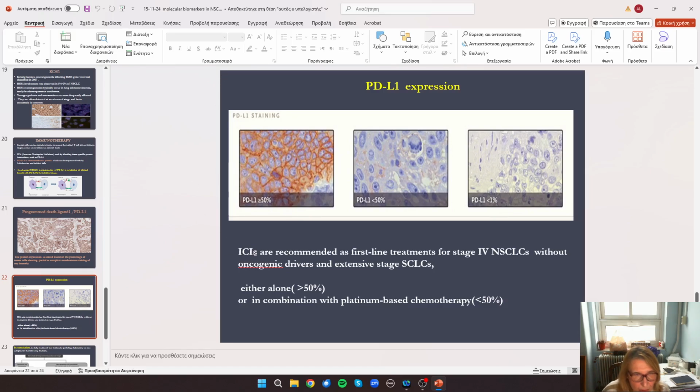Immune checkpoint inhibitors are recommended as first-line treatments for stage 4 non-small cell lung cancers without oncogenic drivers, either alone if this protein is expressed in above 50% of cancer cells, or in combination with chemotherapy if the protein is expressed under 15% of cancer cells, and this case is negative for PD-L1.